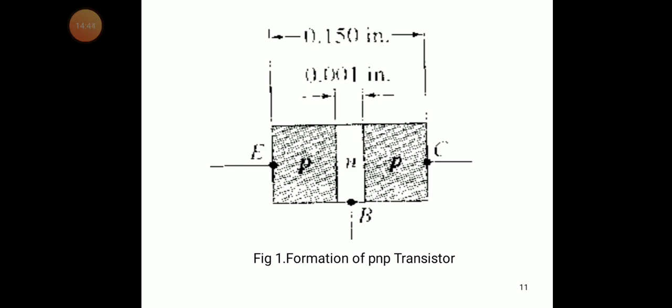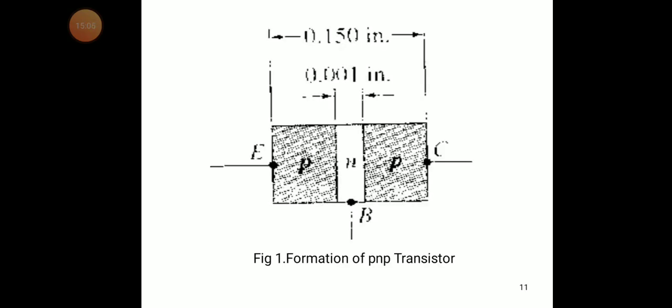Formation of PNP transistor: emitter, base, collector. Now you can see the figure. What I show in the figure is a thin layer of N-type material sandwiched between two layers of P-type material. It is an NPN transistor. A thin layer, 0.01 inch thin, sandwiched in between the two P-type materials.